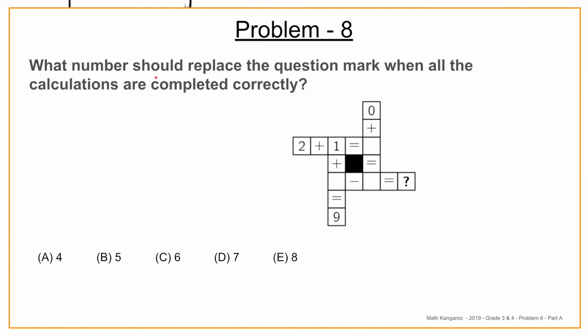Problem 8. What number should replace the question mark when all the calculations are completed correctly? Let's check the given calculation. 2 plus 1 gives us 3. 0 plus 3 gives us 3. 1 plus 8 gives us 9. 8 minus 3 gives us 5. So our answer is option B, 5.